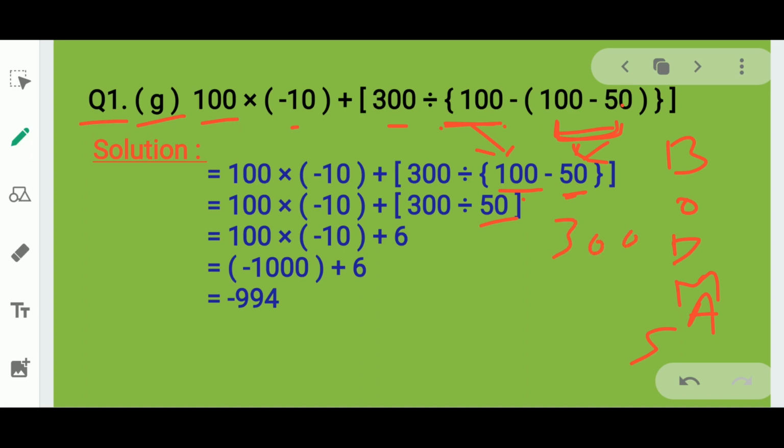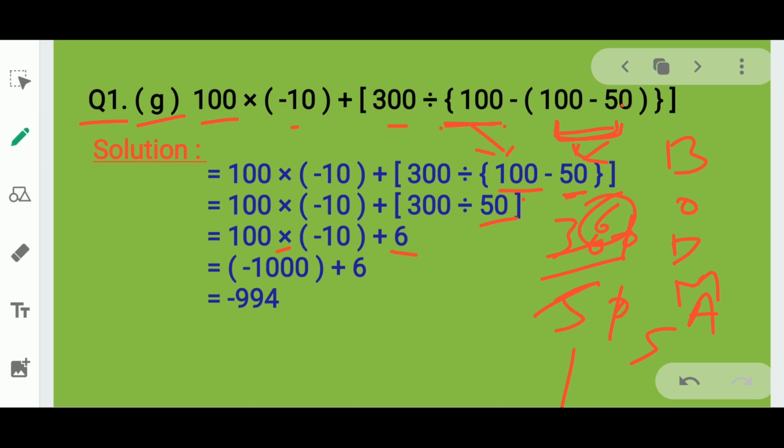300 divided by 50. Now we can cancel 0 with 0. 5 sixes are 30. What do we get? 6. So in the place of 300 divided by 50, we can write 6. Now the big bracket is closed, so we remove it and write 6.